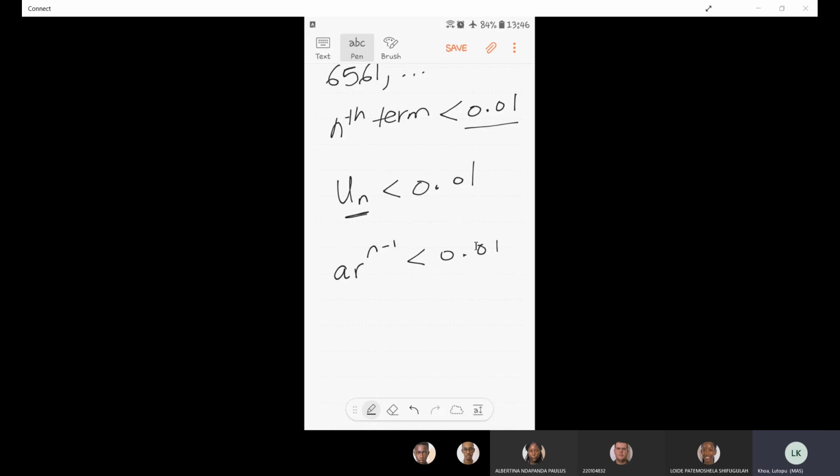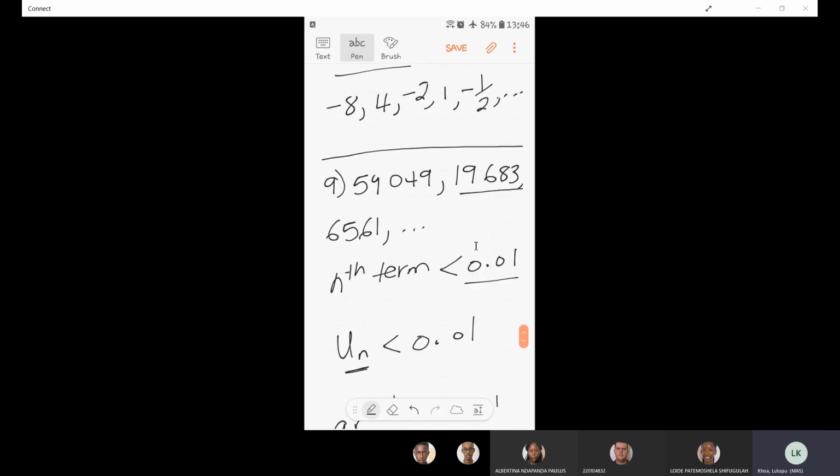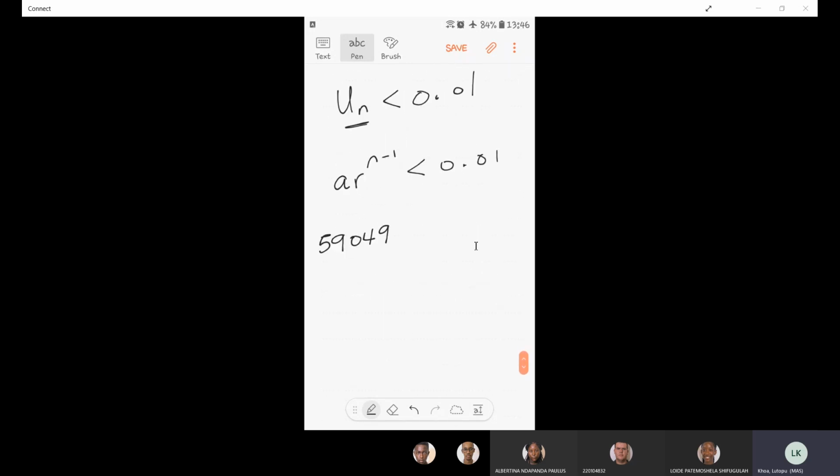Now we know what our a is. This is 59,049. R, we work it out by dividing 19,683 over 59,049. We get 1 over 3. So this is 1 over 3. Then I have n minus 1 should be less than 0.01. So this is a simple inequality that you should know how to solve. Now to solve this, we divide by 59,049 on both sides.